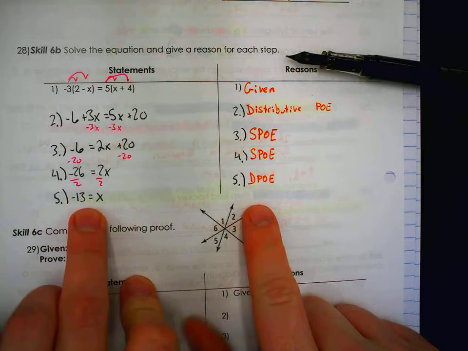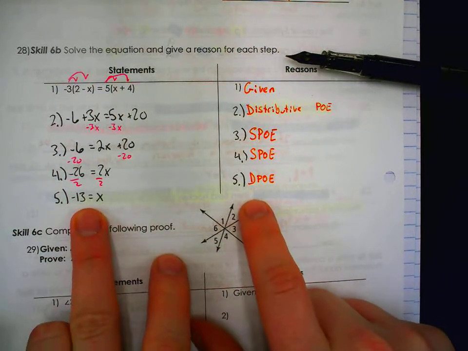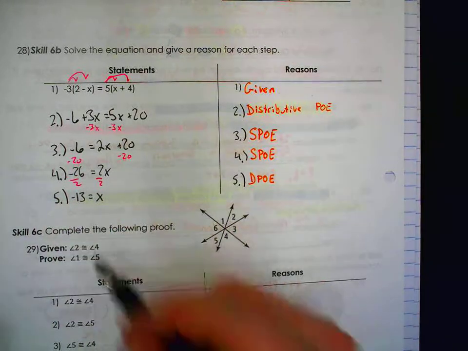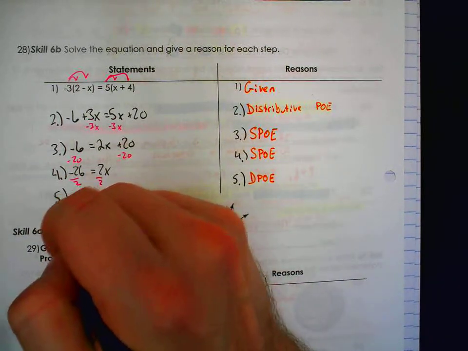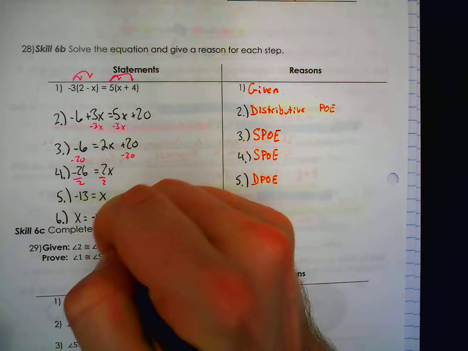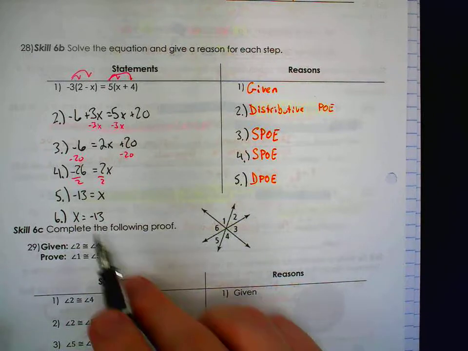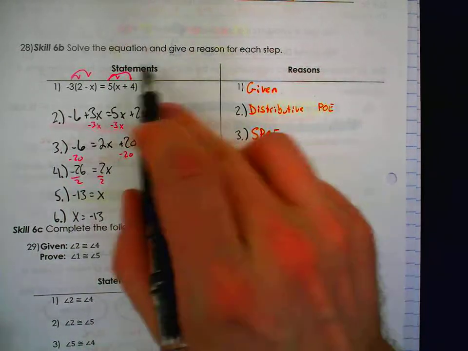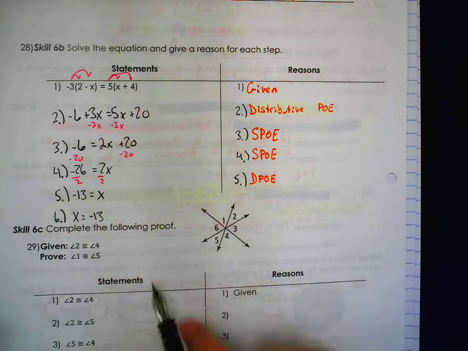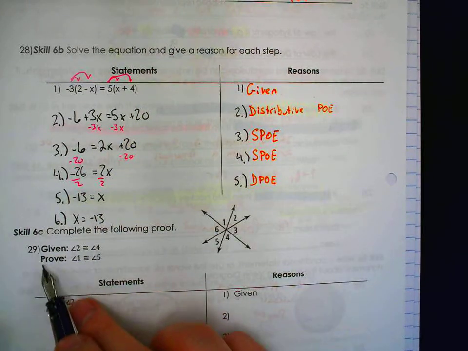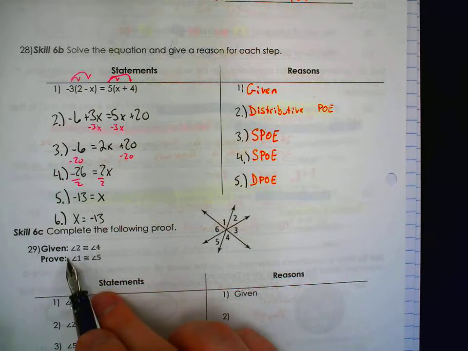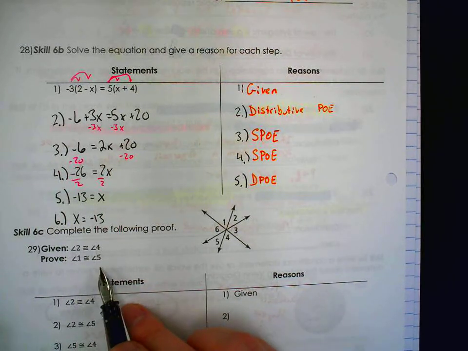Many times people will end the proof here and say, well, I've solved for x, -13. If you like, you can add a 6th step to kind of flip this around and get the x on the other side to say x equals -13. It's not strictly required in this proof because there was no target to prove at the beginning, unlike question 29. In question 29, it says prove angle 1 is congruent to angle 5, which means that the last line of our proof has to look exactly like this.